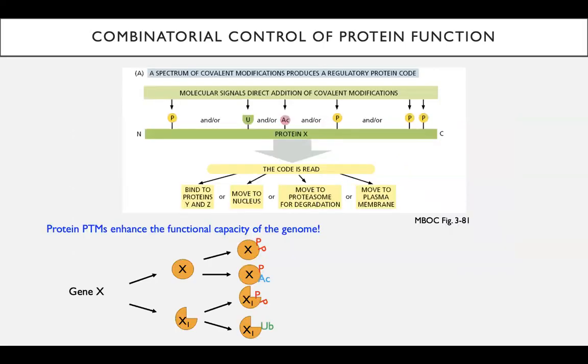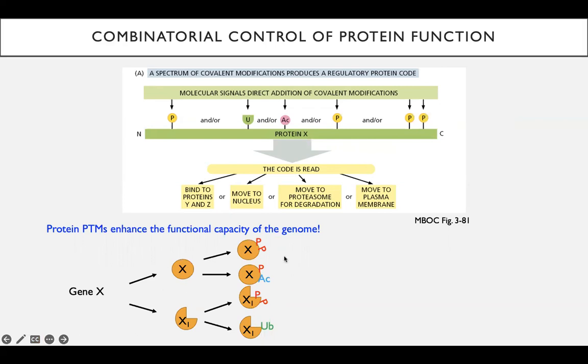I think the other thing that's really cool and an important point to point out is that protein PTMs also now enhance the functional capacity of the genome. So in gene expression, you might go from gene X and then you could have different splicing variants to create different proteins from that gene, and they can have altered function. So now you have an enhancement from one gene into different proteins with different functional output. So you've got that enhancement there.